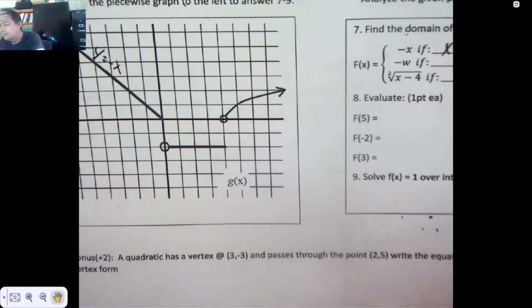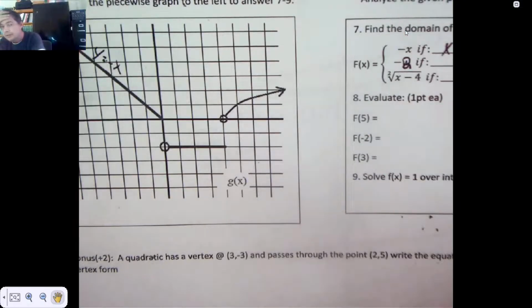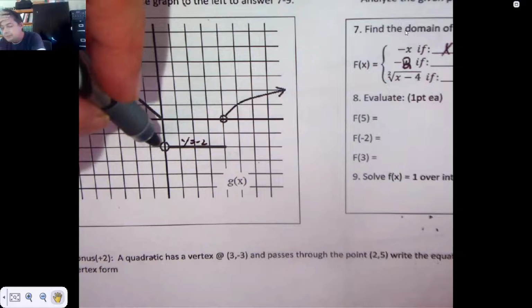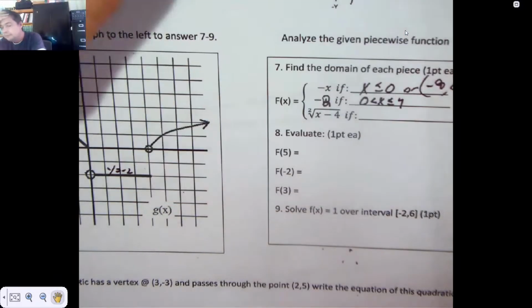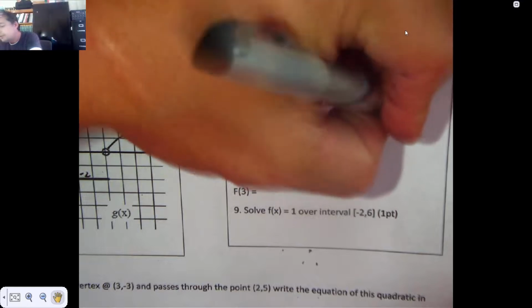I don't know why that says negative w. That must be a typo. That's supposed to be negative 2. Negative 2 would be this piece. This is y equals negative 2. It is drawn from 0 to 4. So this one would look like this. 0 less than x less than or equal to 4. Or if you like interval notation, 0, comma 4 bracket.